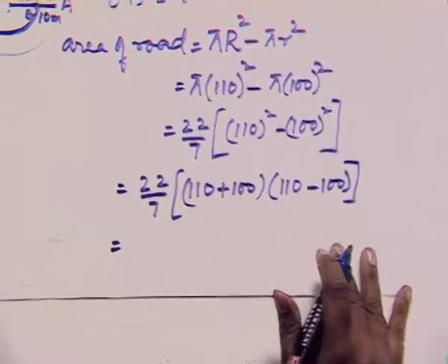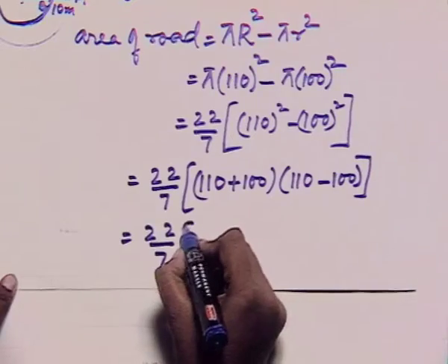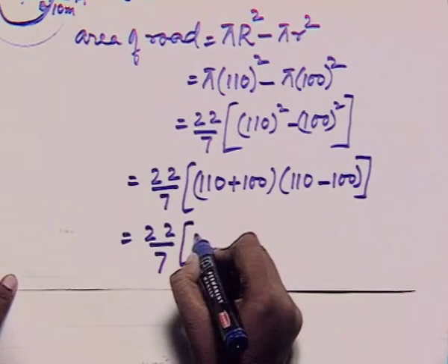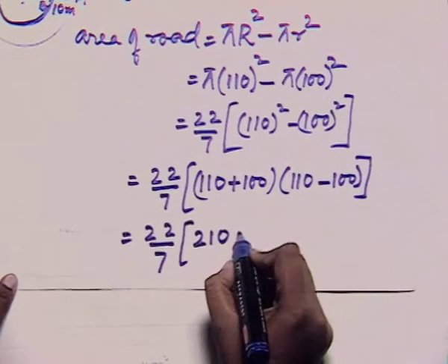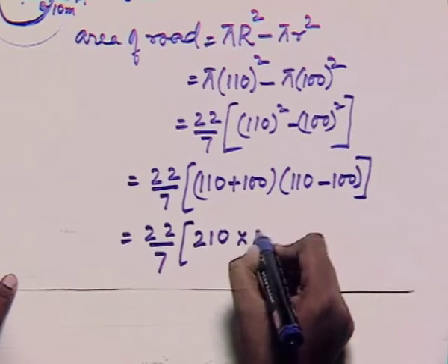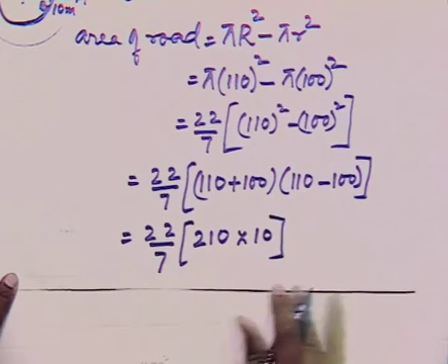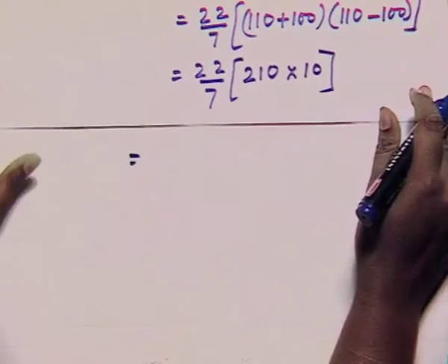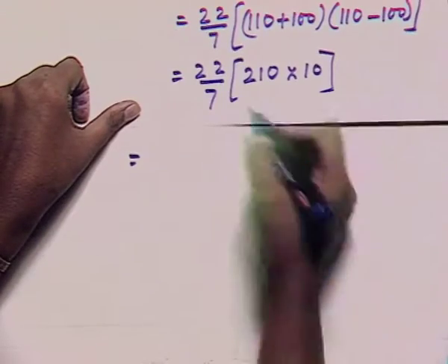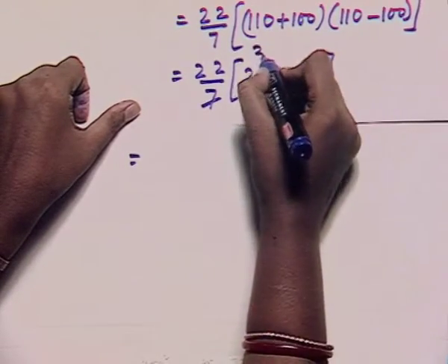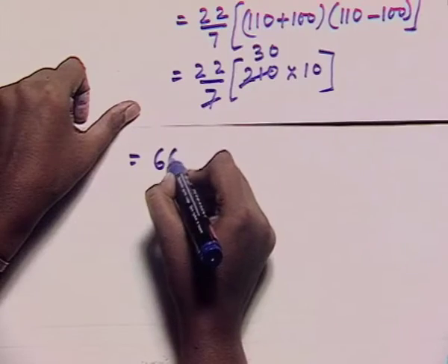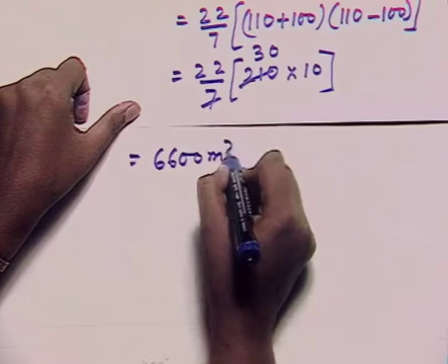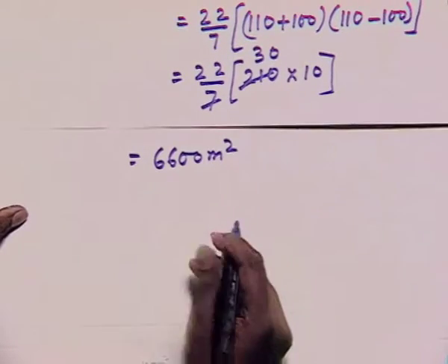This is equal to 22 over 7 multiplied by 110 plus 100, which is 210, multiplied by 110 minus 100, which is 10. Solving this, this gets cancelled, and we get the area of the road as 6600 meter square. So, this is the area of the road.